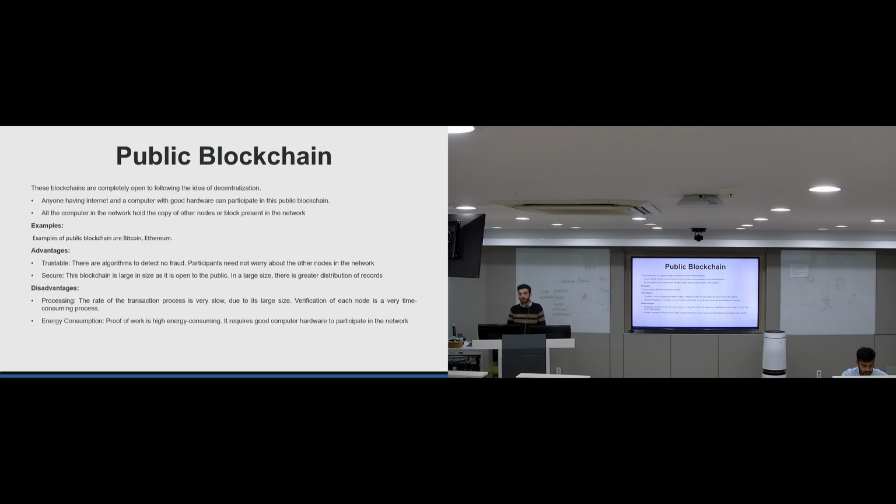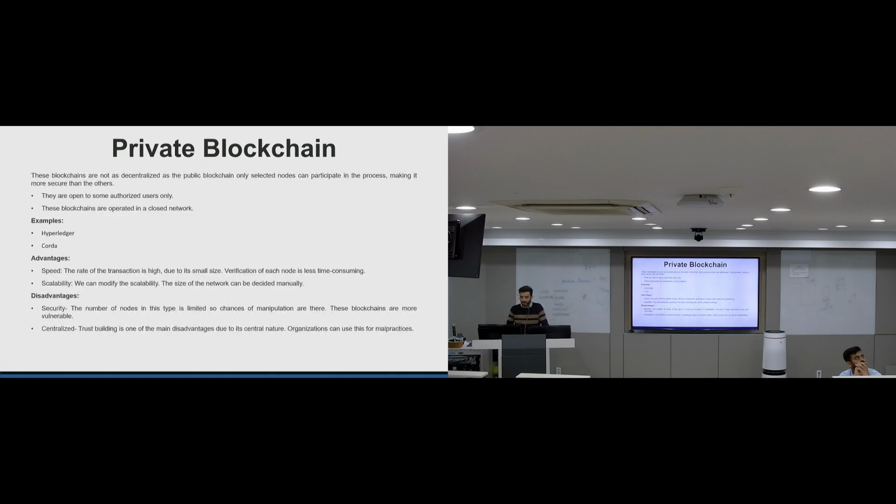This is actually considered the true blockchain network. All other types are somehow hybrids of these models. They are basically a public blockchain that is modified, and then a new blockchain is formed. So this is basically the building block of blockchain.